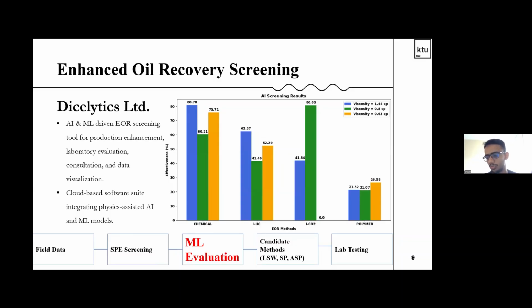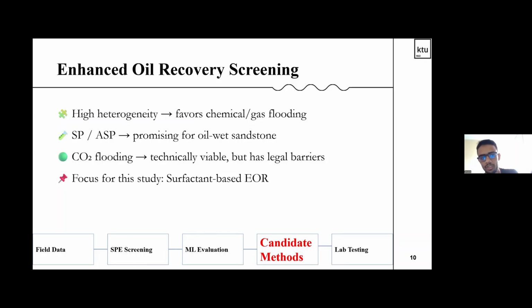Dieslip is a cloud-based platform that integrates laboratory data, physics-based models, and machine learning models to recommend suitable EOR techniques. Here we did a sensitivity analysis of viscosity from 0.63 to 1.4 centipoise, and based on the result, chemical flooding is more suitable compared to polymer, immiscible CO2 flooding, and other floodings. So based on these two methods, we can conclude that for very heterogeneous formations, we can choose chemical and gas flooding. Based on all these things, we conclude that surfactant-based EOR can be a good choice. CO2 flooding can be used, but in these formations, we have a legal barrier to using CO2.